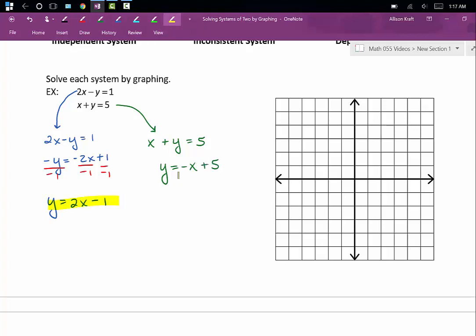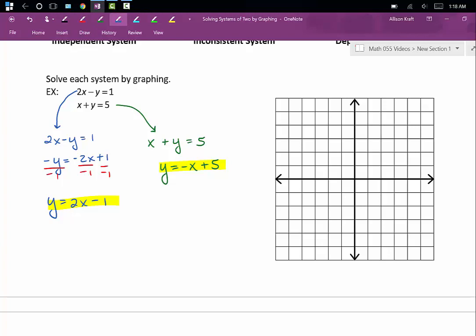Now I want to compare these two equations. Are they exactly the same? No, so it won't be an infinite number of solutions. Do these two lines have the same slope? No, they don't. So it won't be no solution because the lines aren't parallel. This means that these two lines are going to intersect at some point, and we need to graph the two lines to find that point of intersection.